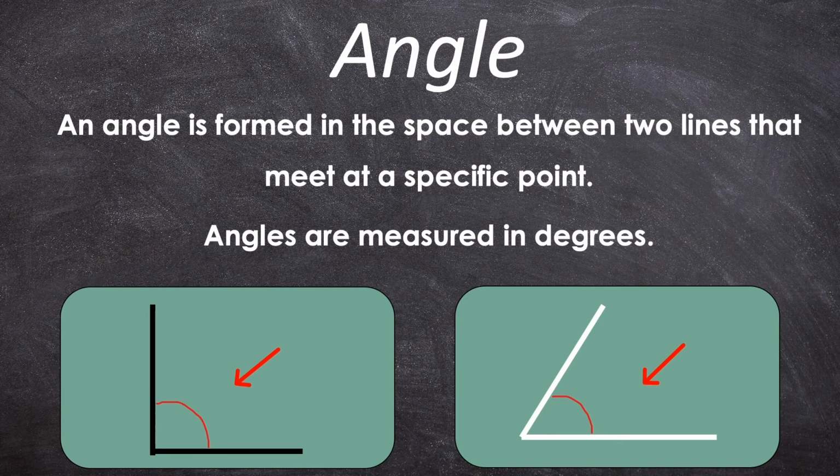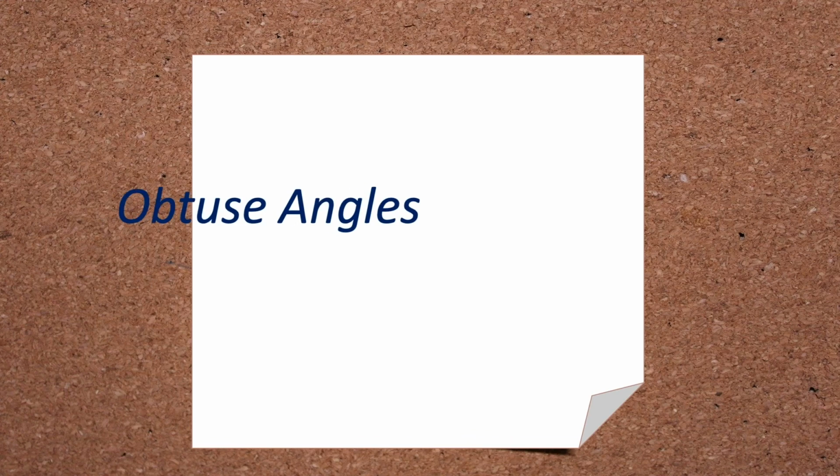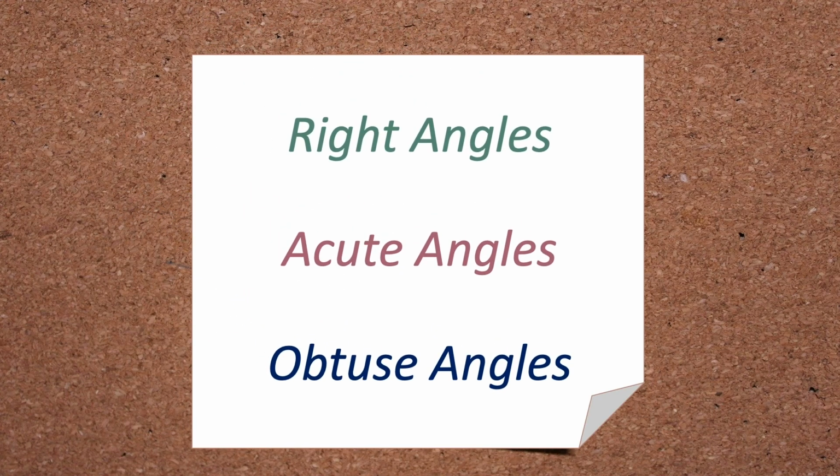For those of you who haven't learned about angles yet, an angle is a figure created when two lines meet at a specific point. Angles are measured in degrees. Here are a couple examples of angles. The three angles we are going to briefly be introduced to are right angles, acute angles, and obtuse angles.